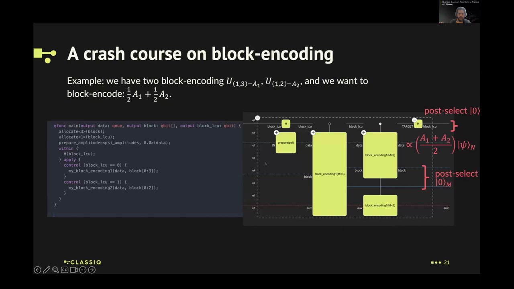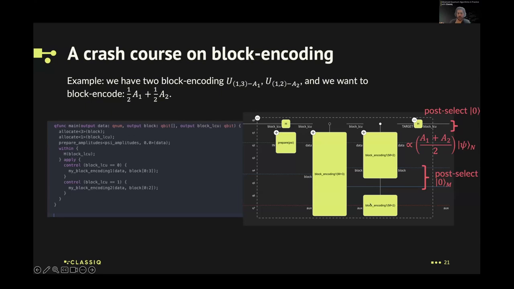So for the first one, I'm using the slice between 0 to 3. And in the second one, I'm using between 0 to 2. And what eventually do I get in the end? If I post select on the block, on the original block, and on the new added block, I know that here the state is coupled to A1 plus A2 times psi.